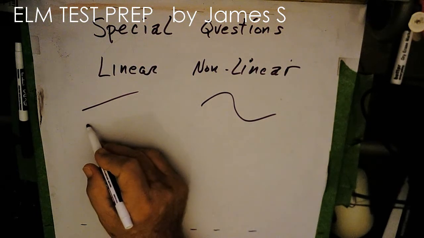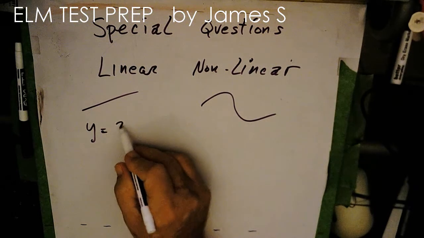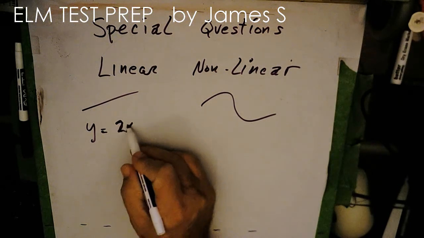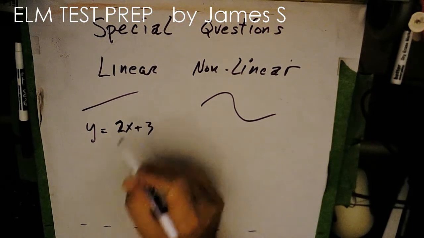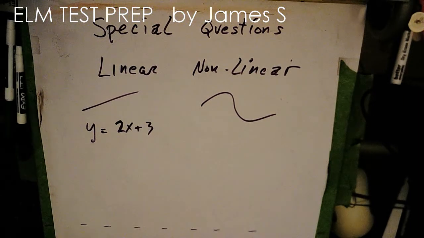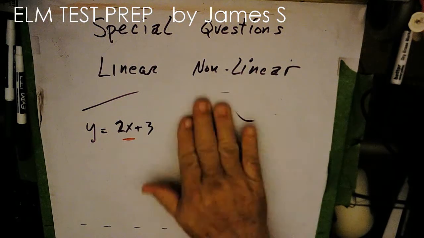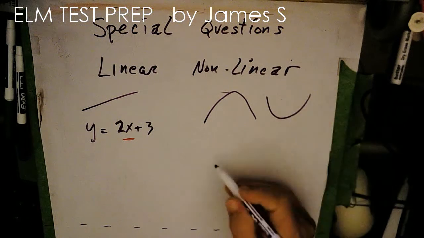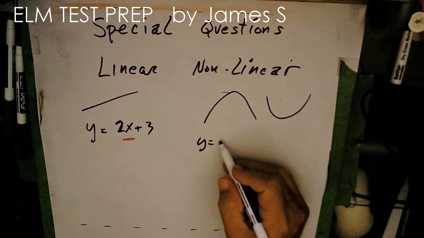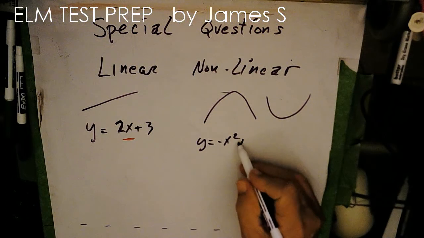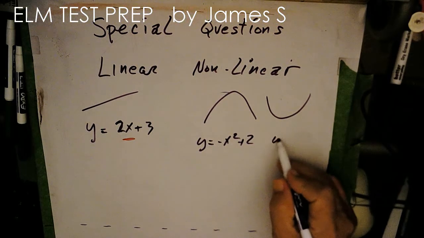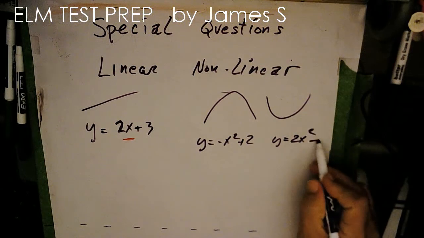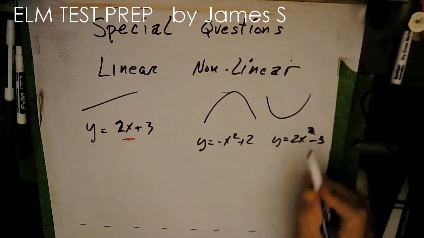I would represent this with an equation like y equals 2x plus 3. And the term that makes this linear is the x term right here. There's no exponent on it. If this were a graph like this or like this, I might say this is y equals minus x squared plus 2. And this might be y equals 2x squared minus 3, something like that.